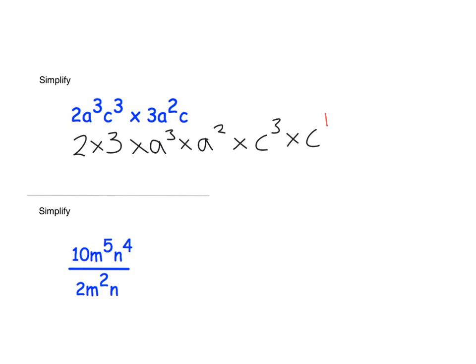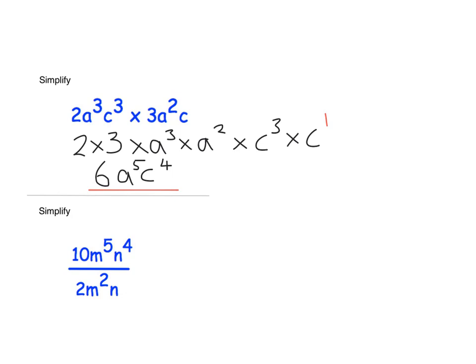So then we've got 2 times 3 is 6. A cubed times a squared, well, when we multiply we add the powers, so that's a to the power of 5. And then c cubed times c to the power of 1 is c to the power of 4.